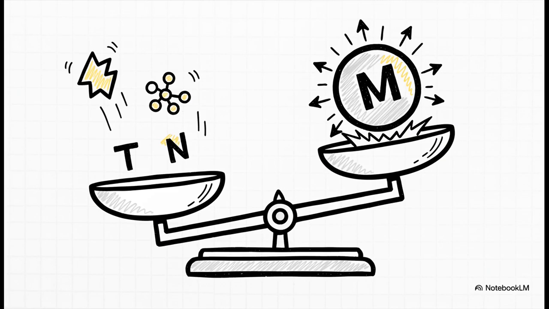So while T and N are absolutely critical, the moment you find distant metastasis, the moment M becomes positive, the game completely changes. It overrides everything else. It becomes the most important factor, and at this point, sadly, a cure is unlikely. Our entire goal shifts from trying to cure the disease to managing it.